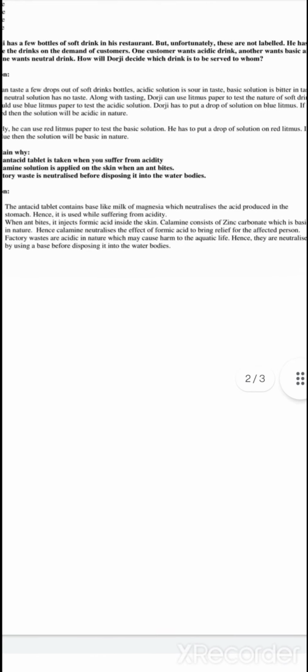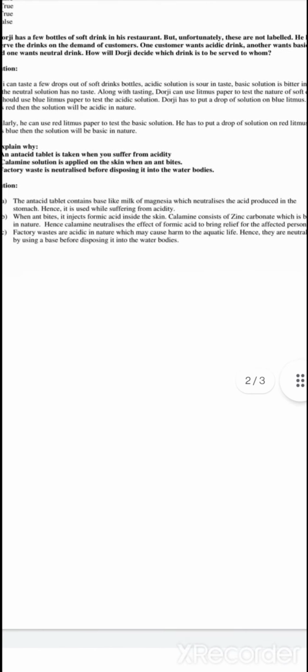Now second, calamine solution is applied on the skin when an ant bites. In an ant bite, formic acid is present. So when an ant bites, it injects formic acid into our skin. Because of that we feel some irritation or itching. So we apply calamine solution on our skin, because calamine solution consists of zinc carbonate and this is a base only. So this base will neutralize the effect of formic acid and we feel relief.